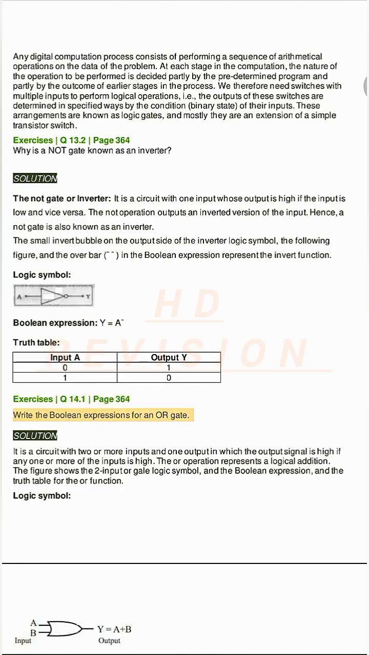Exercises Q14.1, page 364. Write the Boolean expressions for an OR gate. Solution. It is a circuit with two or more inputs and one output in which the output signal is high if any one or more of the inputs is high. The OR operation represents a logical addition. The figure shows the two-input OR gate logic symbol, the Boolean expression, and the truth table for the function.